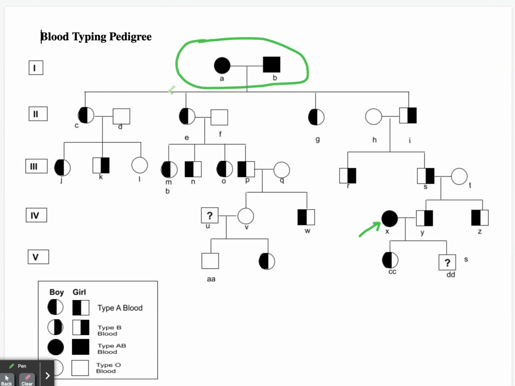They drop down here, and their children are the ones that come down. So 1, 2, 3, 4 children. And then some of them had kids, some of them did not have children.